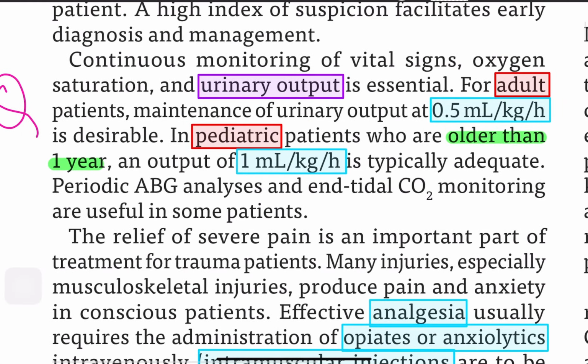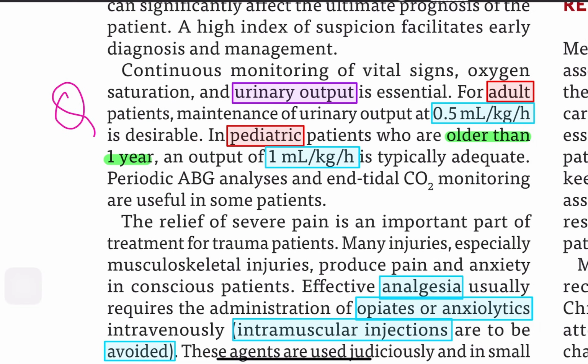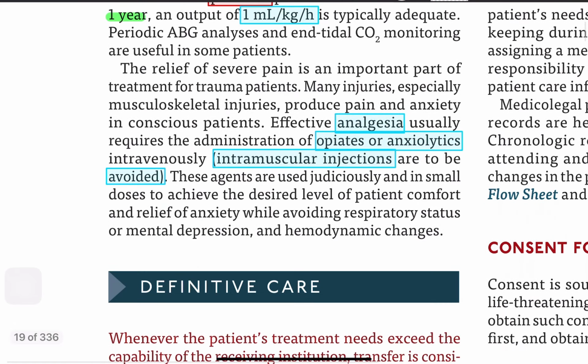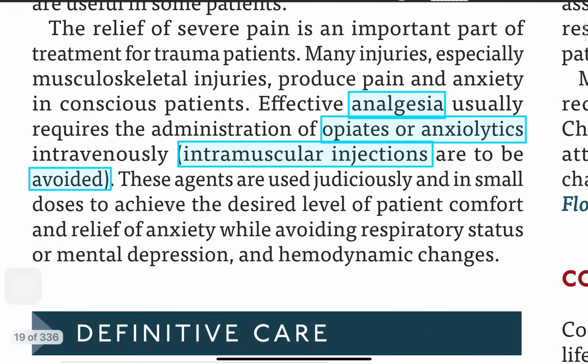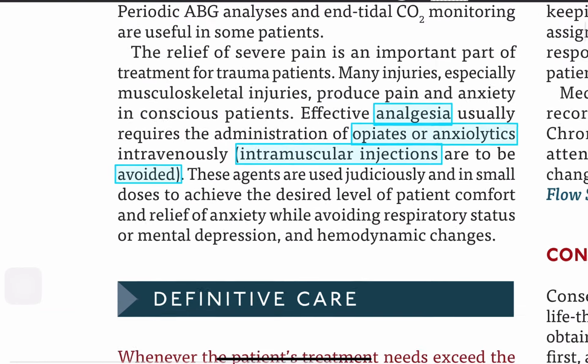In a trauma patient, what is the adequate urine output? In adults it is 0.5 ml per kg per hour, and in pediatrics it is 1 ml per kg per hour. Pediatric means older than 1 year of age. So in adults 0.5 ml, pediatric 1 ml. Regarding analgesia, we can go for opioids or anxiolytics. Avoid IM injection.